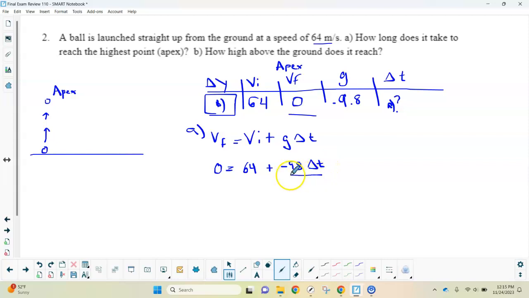So I'm going to take this whole term to the other side and make it positive. So 9.8 delta t equals 64. And then you're going to divide through by the 9.8.